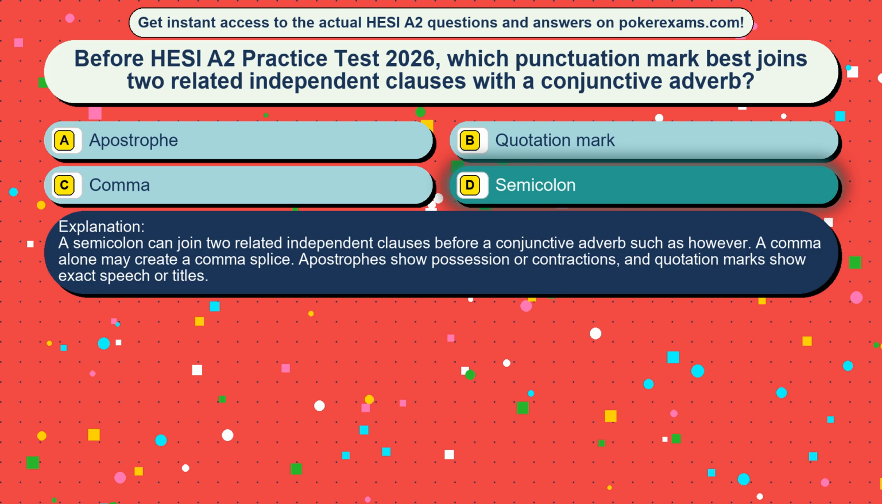A semicolon can join two related independent clauses before a conjunctive adverb such as however. A comma alone may create a comma splice. Apostrophes show possession or contractions, and quotation marks show exact speech or titles.